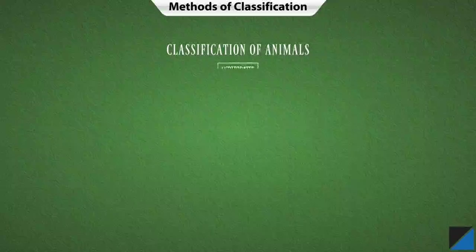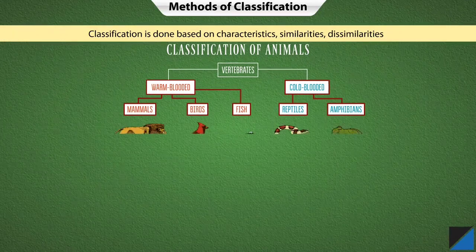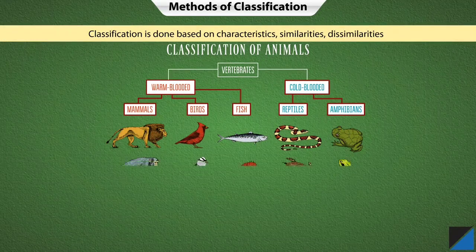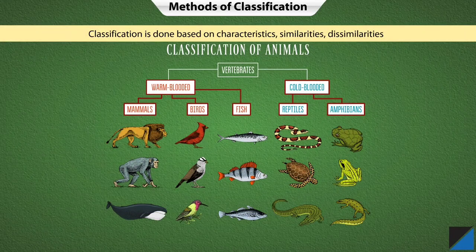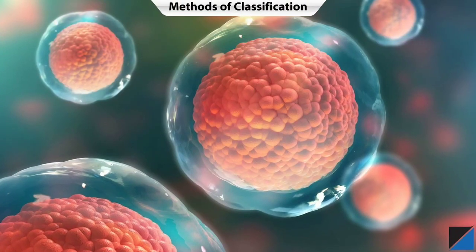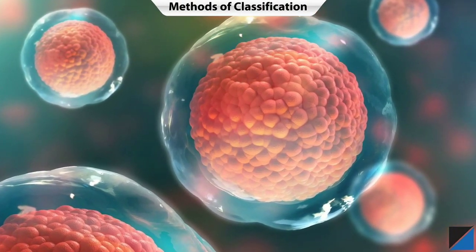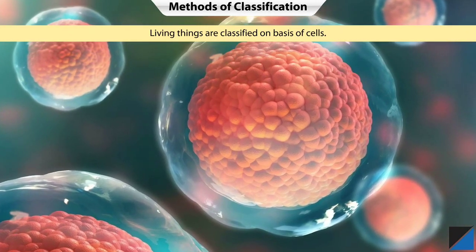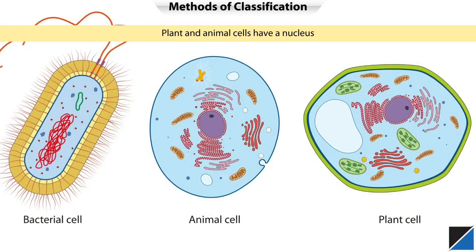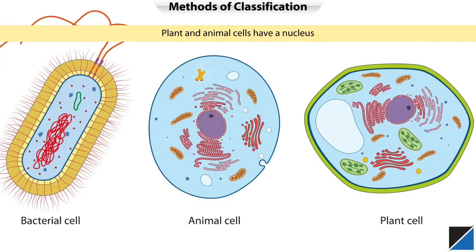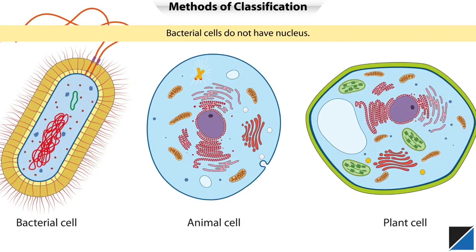Most of the organisms share some basic characteristics. Classification can be done based on characteristics, similarities, dissimilarities, cells, etc. All organisms are made up of one or more cells. Organisms can be classified on whether the cell has a nucleus. Plant and animal cells have a nucleus inside the cytoplasm, whereas bacterial cells do not have a nucleus.